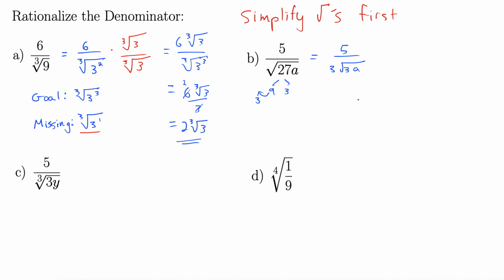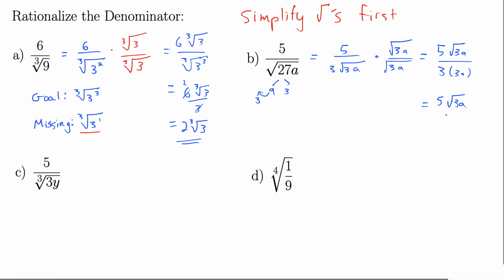Okay, and now it's really not that bad. When it's just a single square root, you don't need to give it much thought. You don't need to go through the goal and the missing. You just say, hey, it's a square root. You multiply it by that same square root on the top and on the bottom. Right? And that works for any square root. So if it's a square root, just go for it. 5 rad 3a over 3, well, rad 3a times rad 3a is 3a. So this simplifies to 5 rad 3a all over 9a.